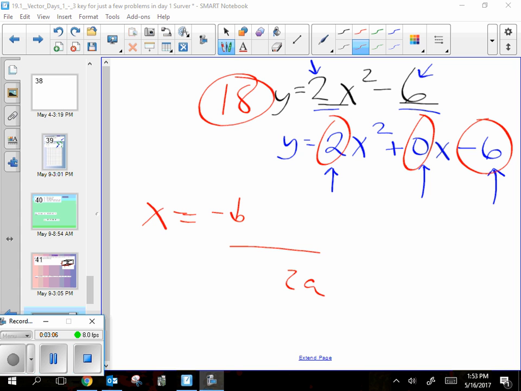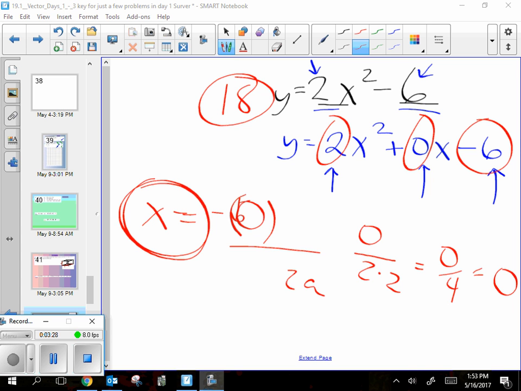If I have negative 0, do you think that really does anything? No, it's just 0. Over 2A. 2A all over 2A. And 2 times 2. So it's 0 over 4. And what is 0 cookies divided amongst 4 people? You still have 0. Now what do we just figure out? X equals 0 is the vertex so far. X equals 0. So if x equals 0 is the vertex, that's the first part of the vertex.